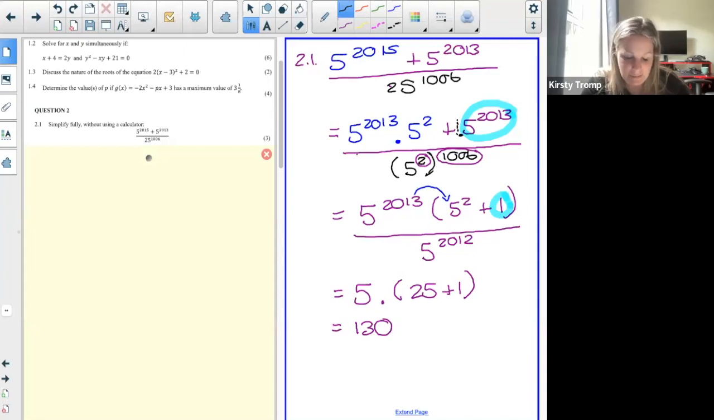So which one is the common factor here? The 5 to the power of 2013. So 5 to the power of 2013 was the common factor. And when I take it out, I need to have a placeholder there to show that it was there originally. And so the placeholder is the number 1. Oh, okay, ma'am. Okay, makes sense.